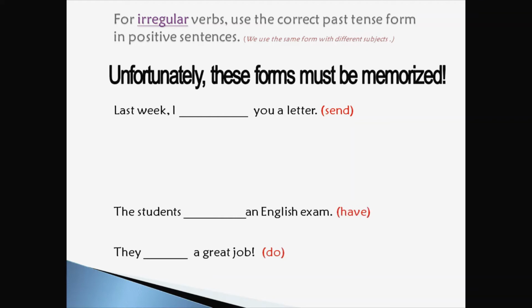First form should be have. That means V2. When we change, what should it be? They dash a great job. Do. How will do be changed? Think. Last week, I sent a letter. S-E-N-T. It's irregular, right? It's irregular, so we write sent.